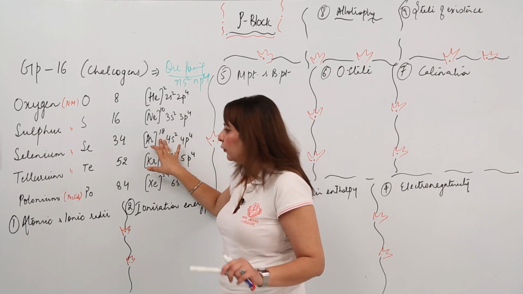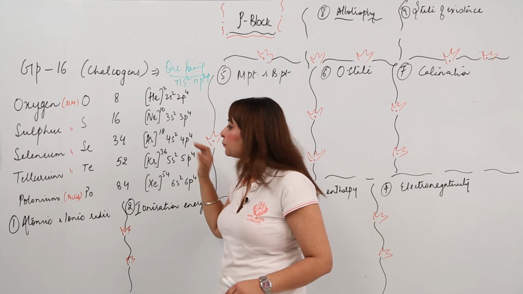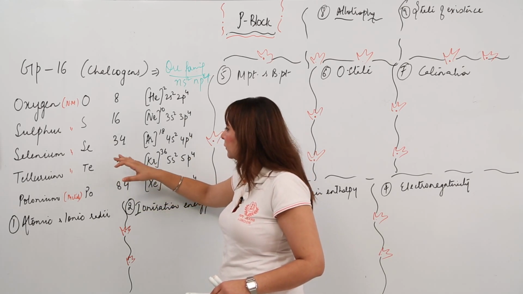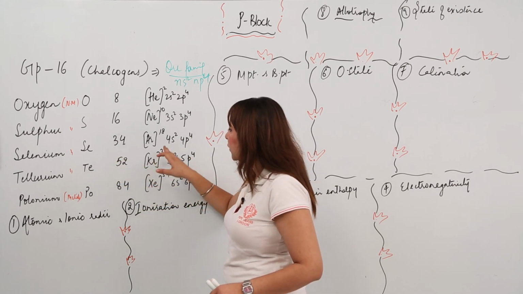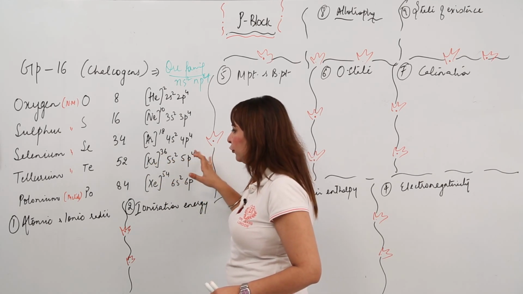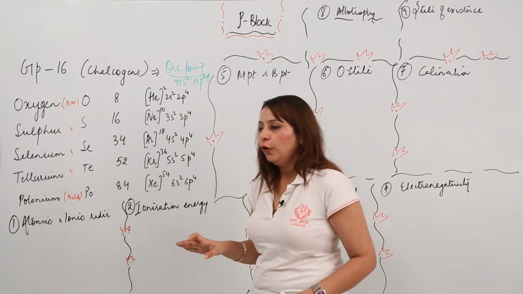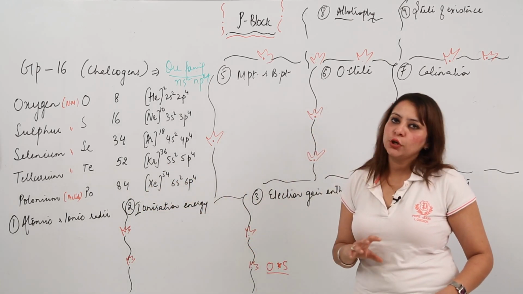3d is already filled, because only after the filling of 3d do we fill 4s, right. Tellurium is 52, krypton 4d10 filled, 5s2, 5p4. Polonium is 84, xenon 6s2, 6p4. So this is how you are going to write the electronic configuration.